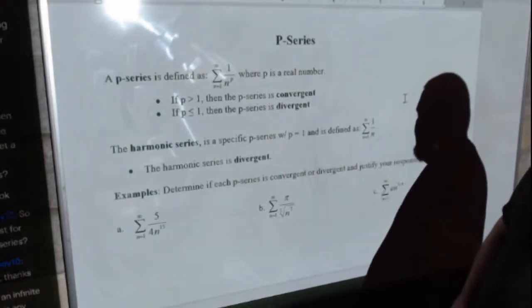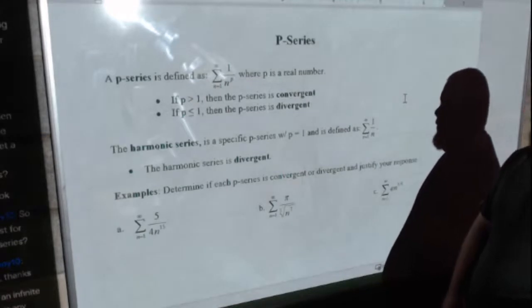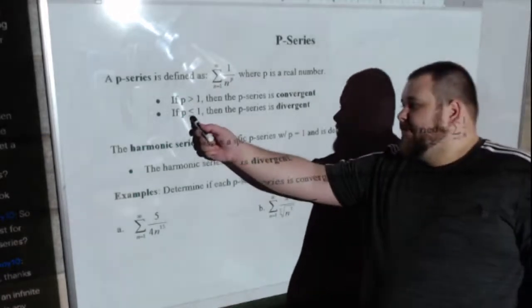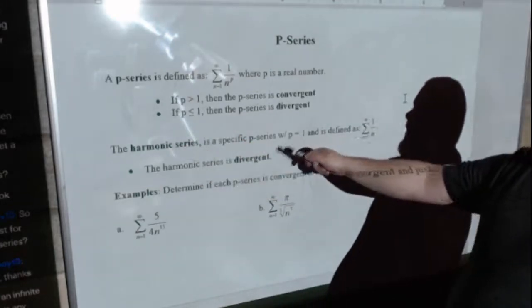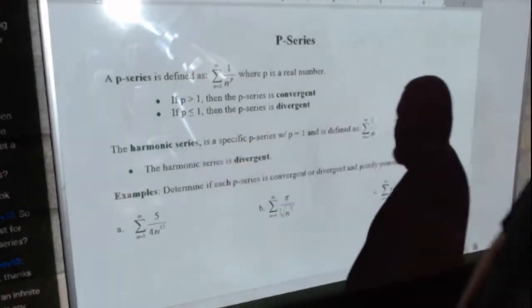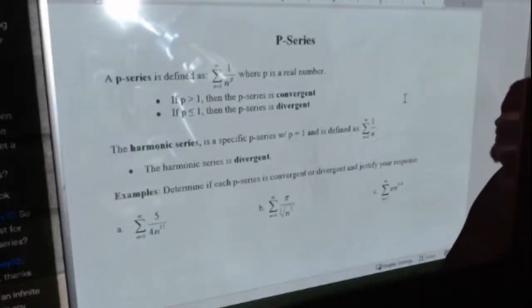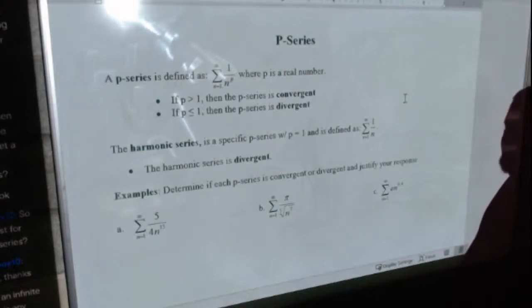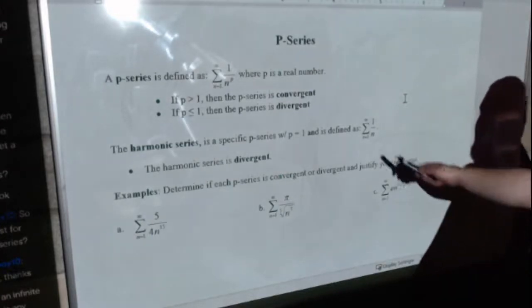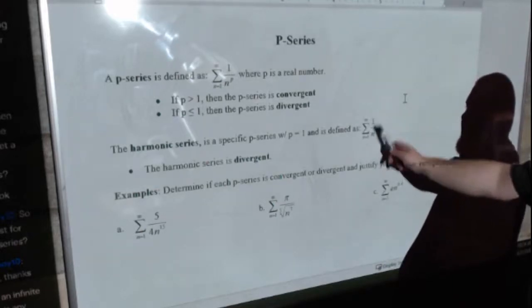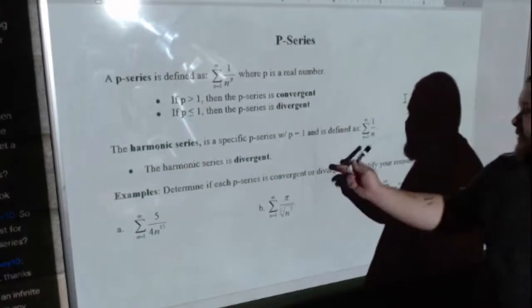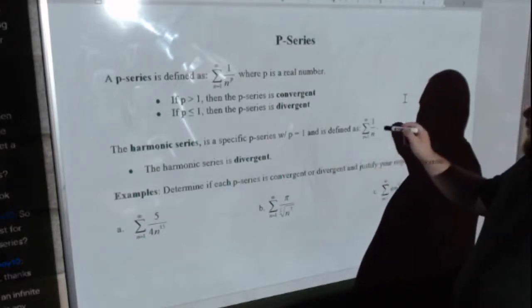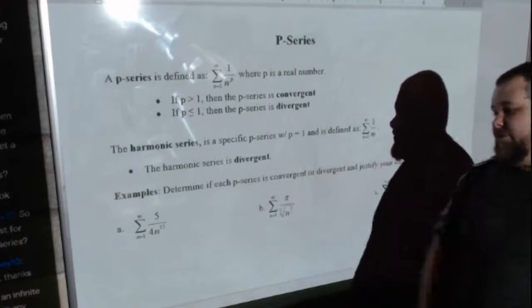And there's a very special case. We've already included it here. It says when P is less than or equal to 1, but the equal to 1 case is called the harmonic series. That's a very special series, and you can be guaranteed to see it again somewhere. It's just the sum from 1 to infinity of 1 over n, and you don't even have to tell me that that's a P series. You can call it harmonic, and therefore it diverges.